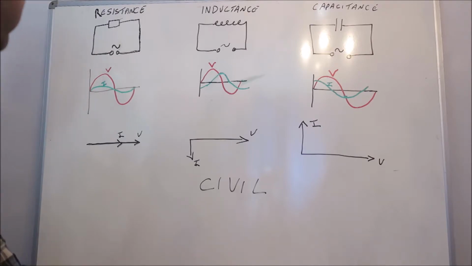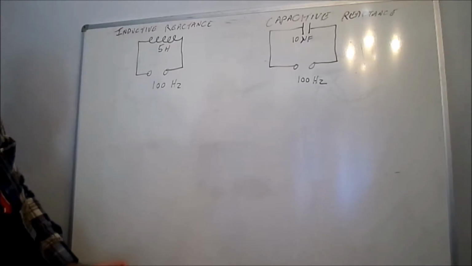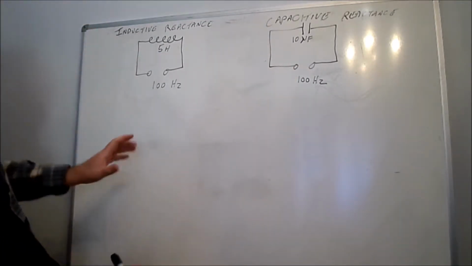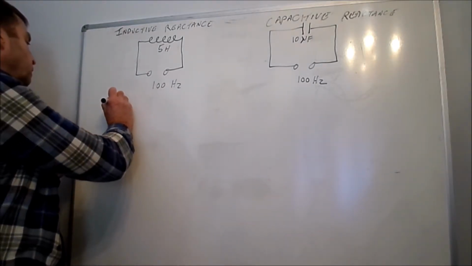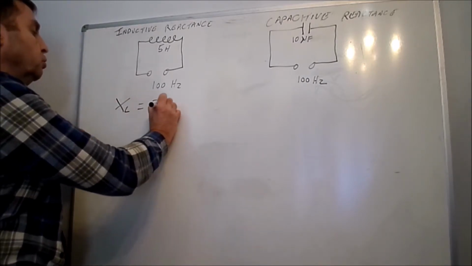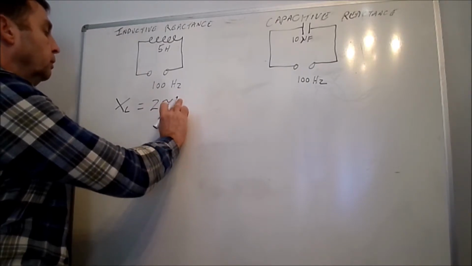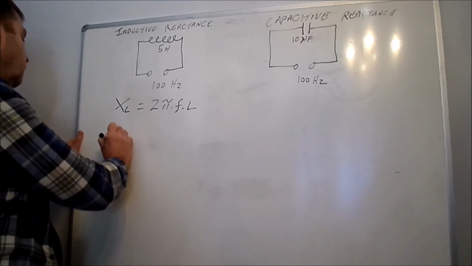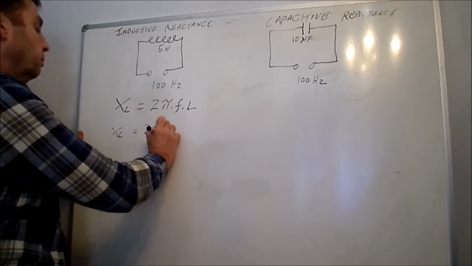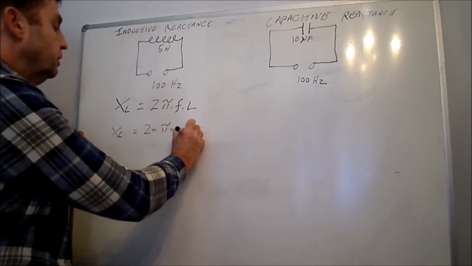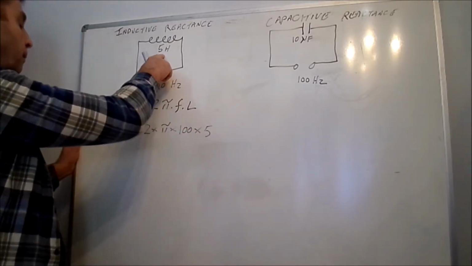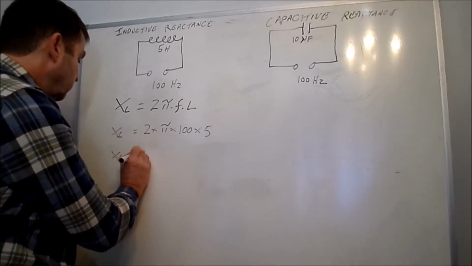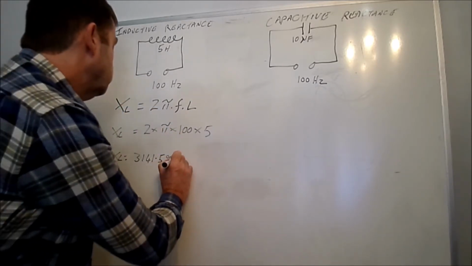What we're going to do in the next part is have a look at the actual reactances and how to calculate them. So now we're going to look at how these circuits behave under AC conditions. We've got an inductive circuit there and a capacitive circuit there. We want to work out the inductive reactance. Inductive reactance will be XL, and it will be 2 pi times the frequency, f, times the inductance. So if we drop the figures in, XL is 2 times pi times the frequency, which is 100, times the inductance, which is 5 henries. So XL is going to equal, I make it, 3141.59, and the units of reactance are ohms.